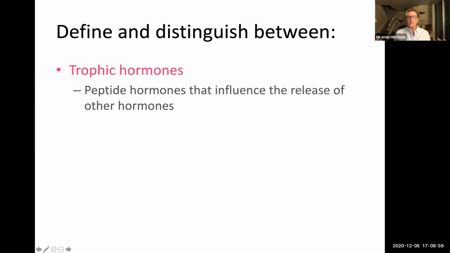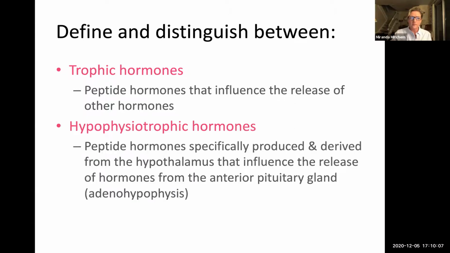So trophic hormones, again, are peptide-based hormones that influence the release of another hormone. The hypophysiotrophic hormones, that's a mouthful. These are peptide hormones, and they're produced in the hypothalamus. So that's where the prefix hypo comes from here. It means hypothalamus. And then these hormones release other hormones from the pituitary gland, the anterior portion of the pituitary gland.